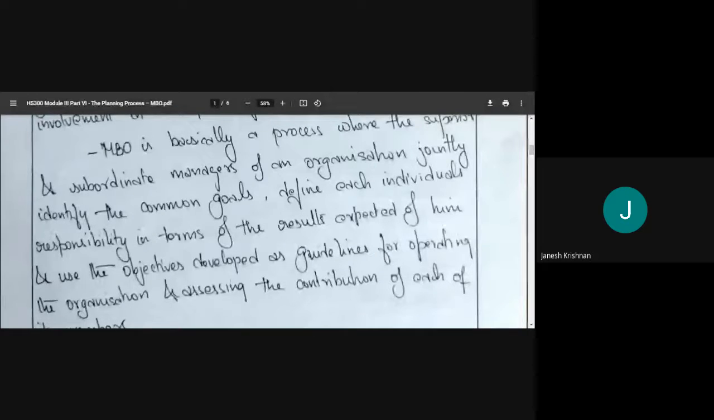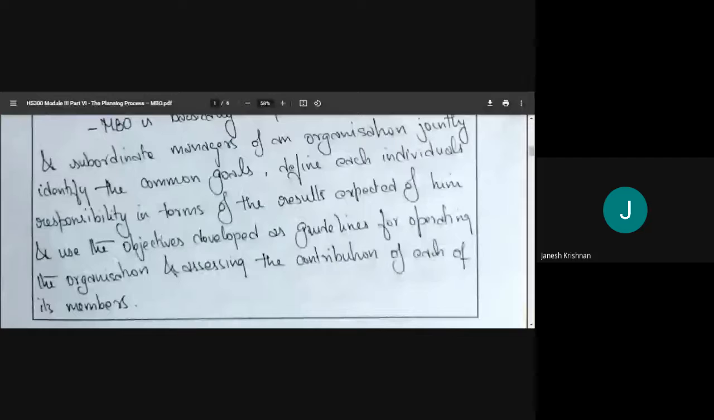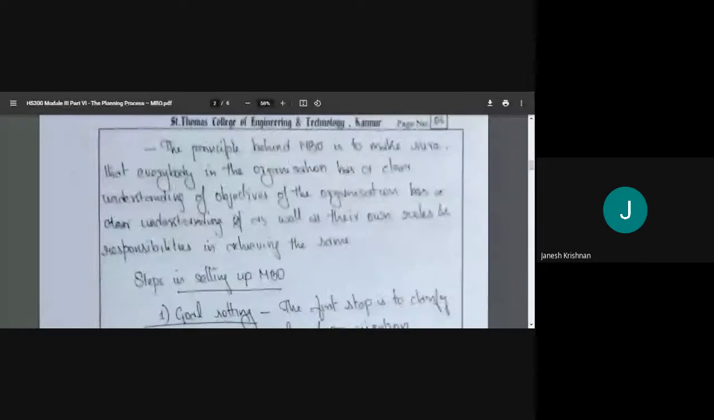Okay. So the principle behind MBO is to make sure that everybody in the organization has a clear understanding of the objectives of the organization as well as their own responsibility. So everyone is clear that we need to produce 1000 bodies. So employee A has to produce 200, employee B has to produce 250, C has to produce 250, and D has to produce 300. Like that, right? So what are the steps?